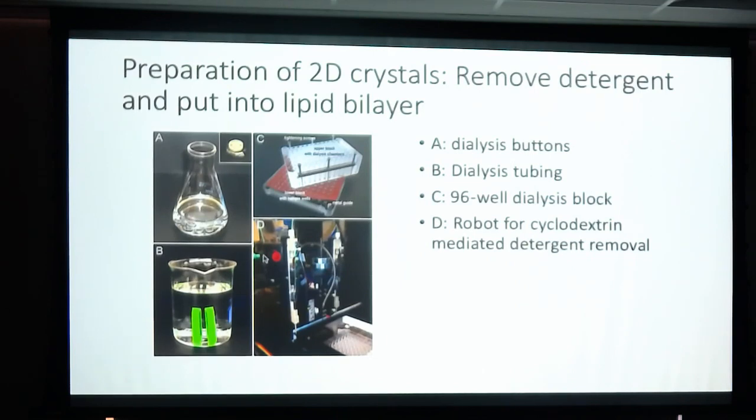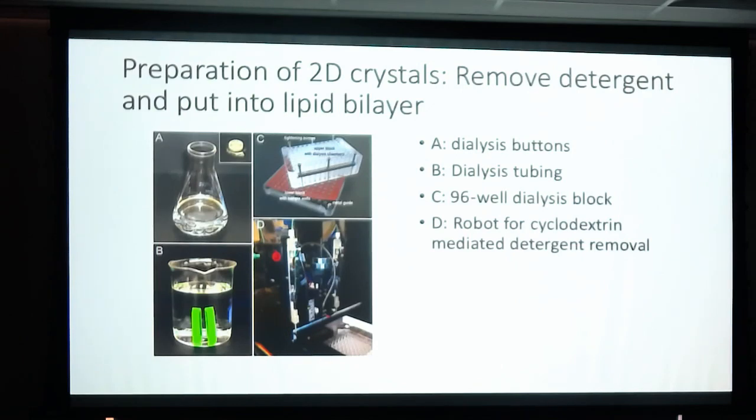I would say in the 2000s, we started to try to get some high throughput methods. One way was to develop a 96 well dialysis block, where you could set up 96 sets of proteins or 96 sets of solutions, dialyze into different ones, and then screen them. At least it was a little bit more compact. You can't really imagine having 96 beakers of stuff dialyzing.